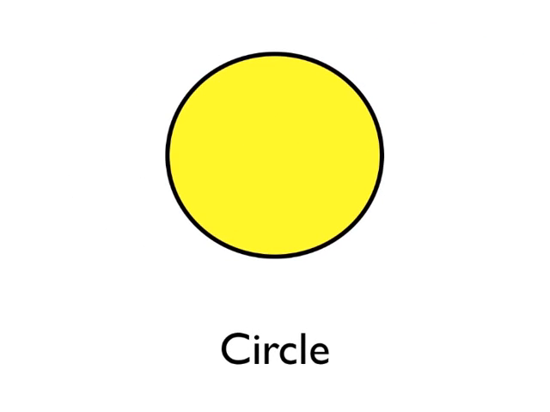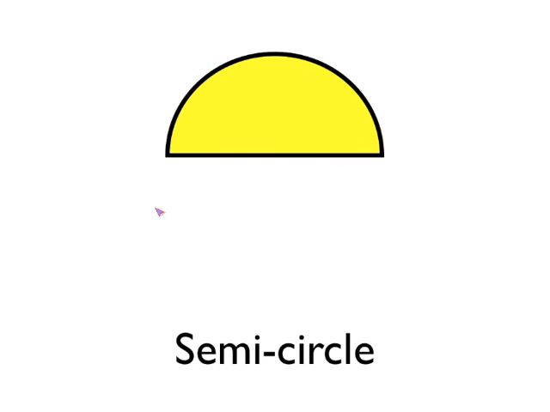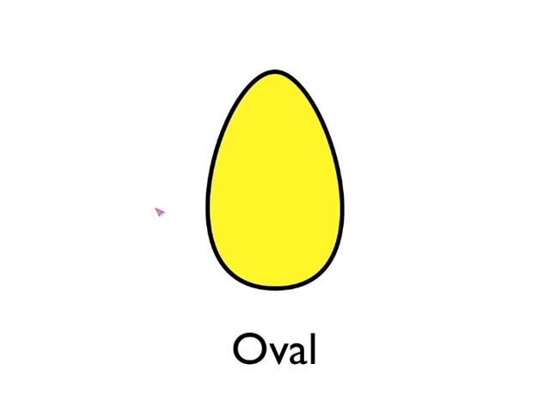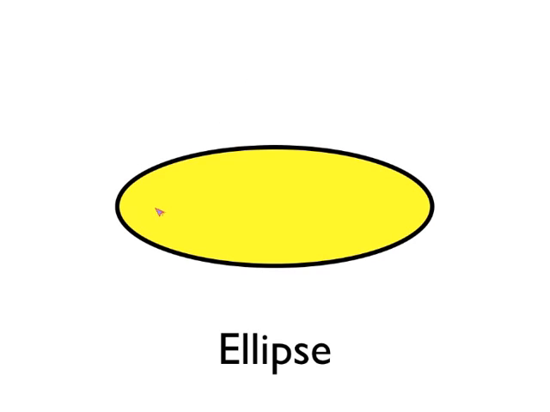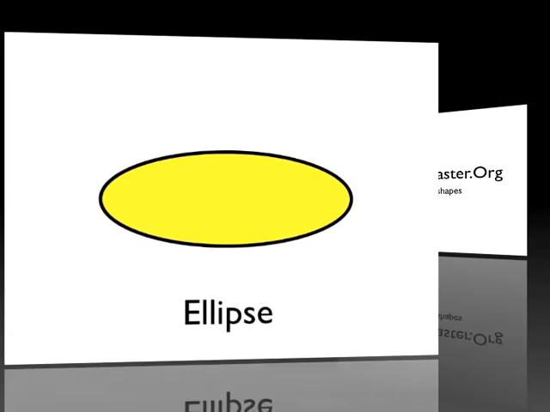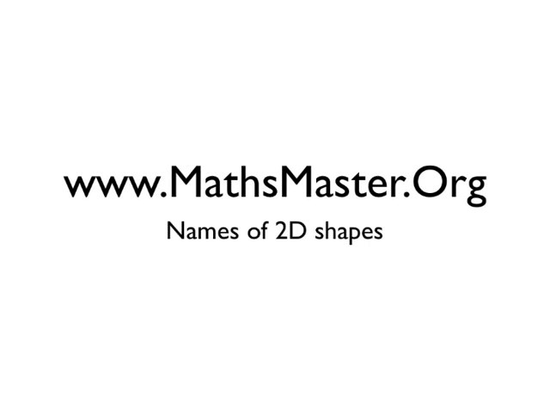So let's have a look now at the most common non-polygons. So here's the most common non-polygon. It's a circle. It has just one curved side. Half of a circle is called a semicircle. So this shape here is called a semicircle. This is an oval. Looks quite like an egg really, doesn't it? And this shape is an ellipse. That was the names of 2D shapes.